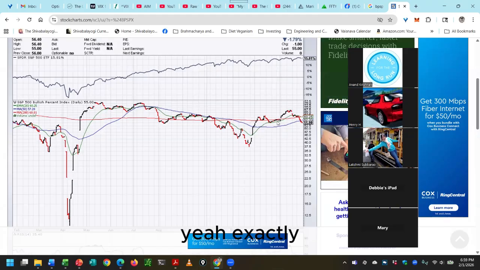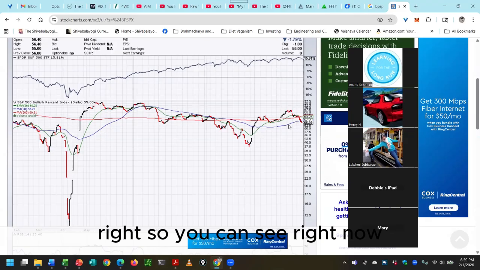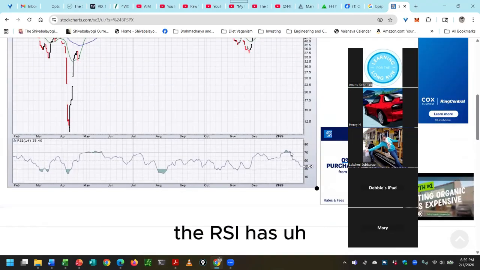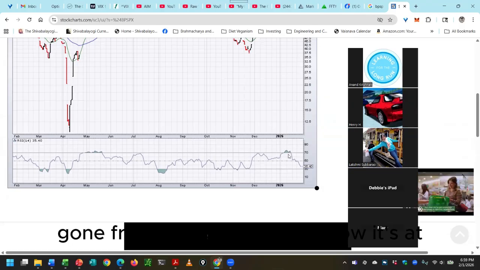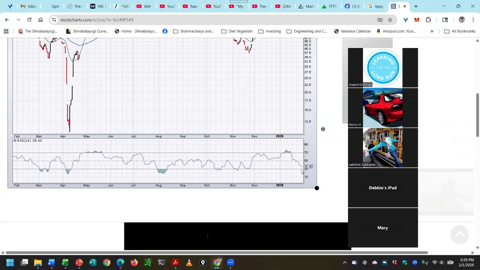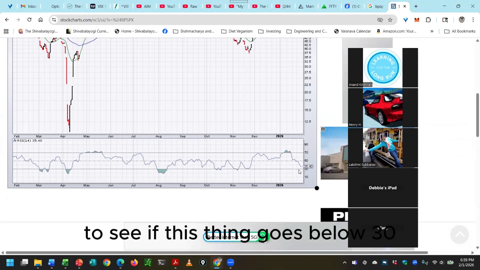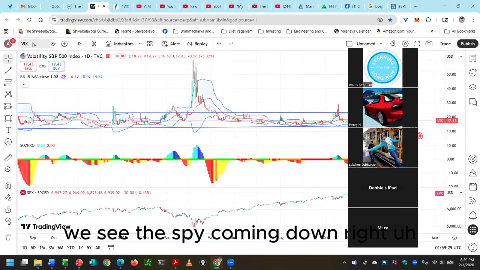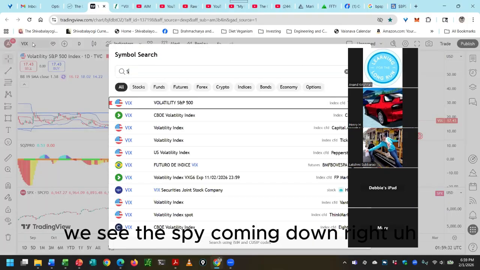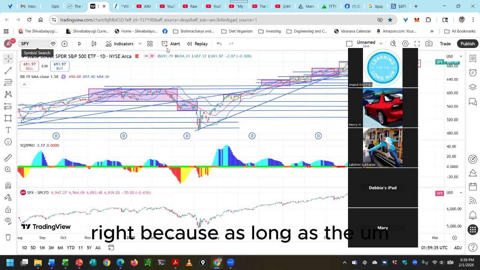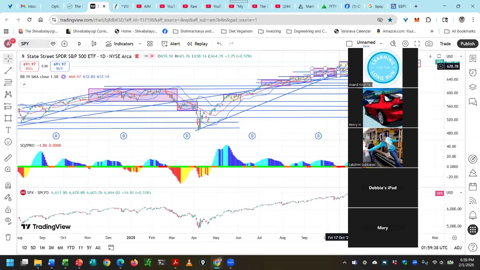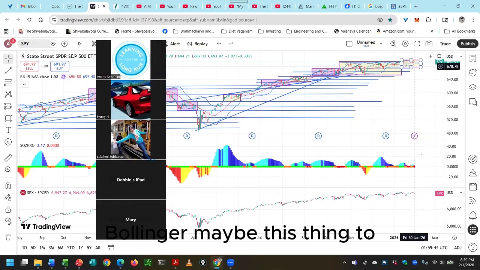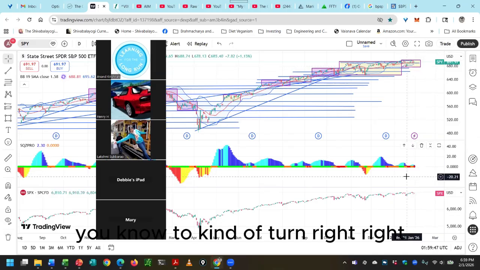Yeah, exactly. So you can see right now, look at that, the RSI has gone from overbought to normal levels. I'm going to be looking to see if this thing goes below 30. Now, if tomorrow we see the SPY coming down, I'm not necessarily going to buy puts, because as long as the ADX is below 20, I'm looking for this to maybe go down to the bottom Bollinger and turn.